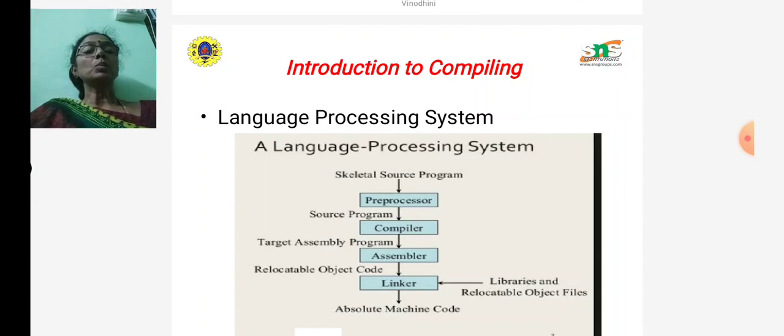So what is the job of the compiler? The compiler converts our source program into the target assembly level language program. In between that conversion, in the compiler, we have several tools. That is the main part of our subject. Next, the output of the compiler, the target assembly level program, is given as input to the assembler. The assembler produces the relocatable object code. That is, our mnemonics code is converted into the relocatable object code.